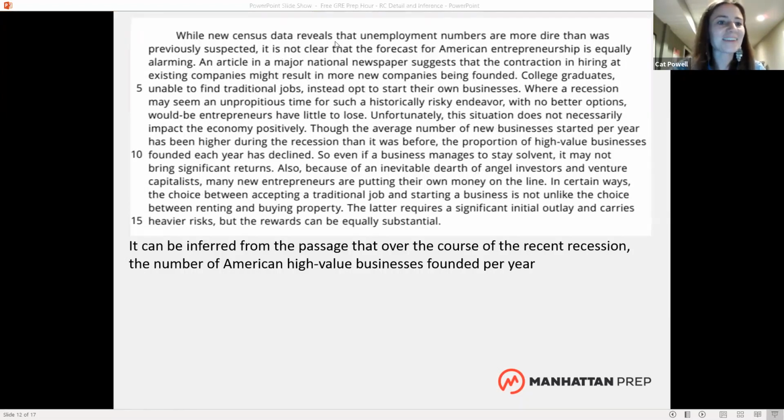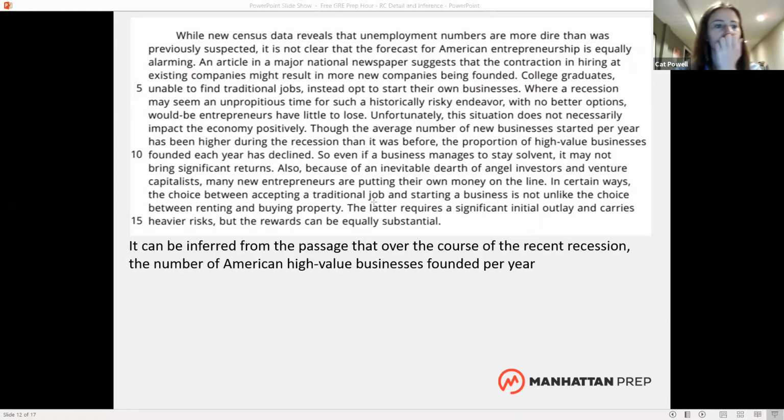Oh, gee. Yeah, what has declined? Let's be precise about that. What has declined? Yeah, I think the proportion. Cool. So we know the proportion of high value businesses has declined. We also know that the number of new businesses has been higher. So do we know anything about the actual number of high value businesses? No. Yep, we know the proportion has declined, but when it comes to number, we don't know for sure.